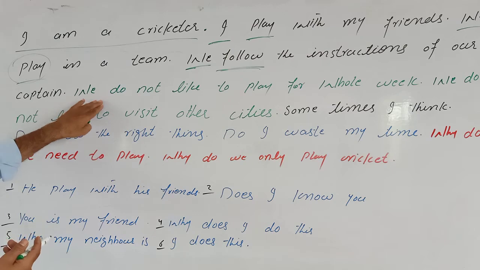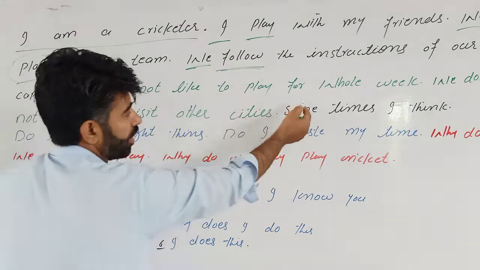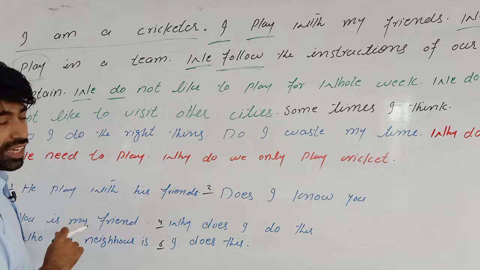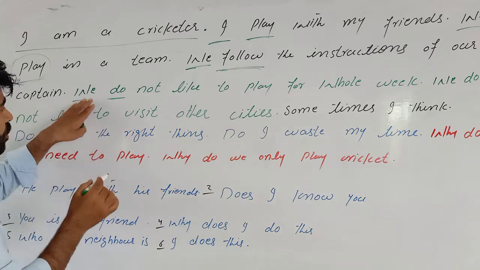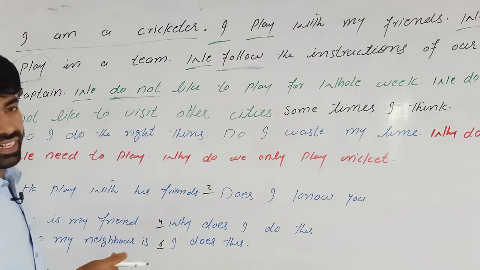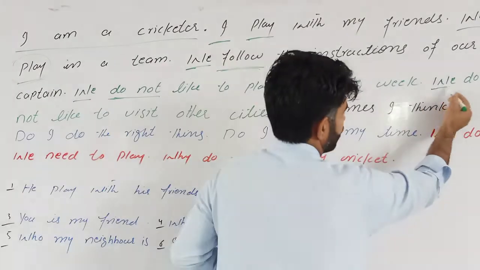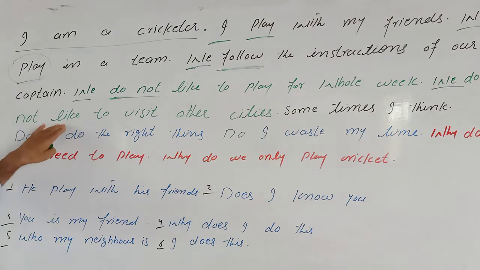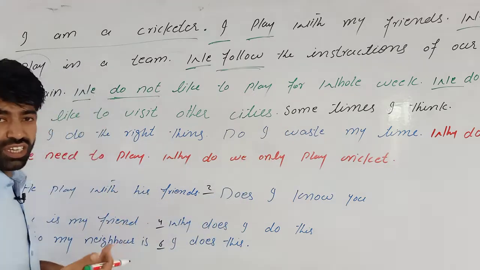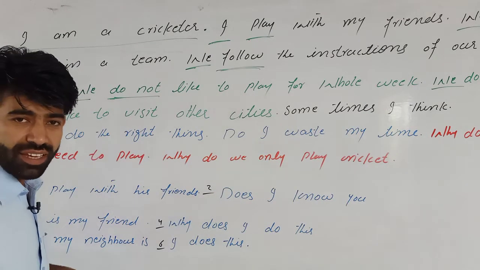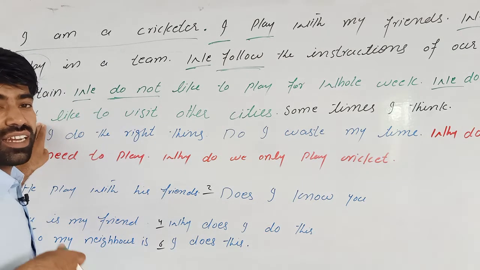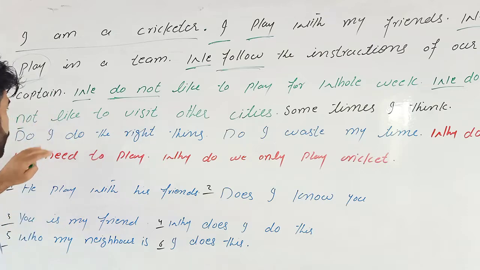Let's move towards the negative sentences. We do not like to play for whole day. This is we once again. And what helping verb did we use to make it negative? Do not. So with I, you, we, and they, we have to use do not to make a negative sentence. And let's move towards this sentence. We do not like to visit other cities. And once again, this is we do not. With I, with you, with they, with plural nouns, we use do not to make negative sentences.